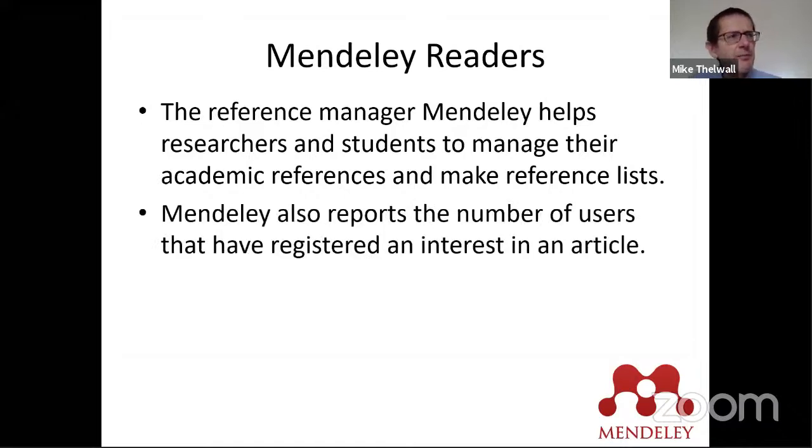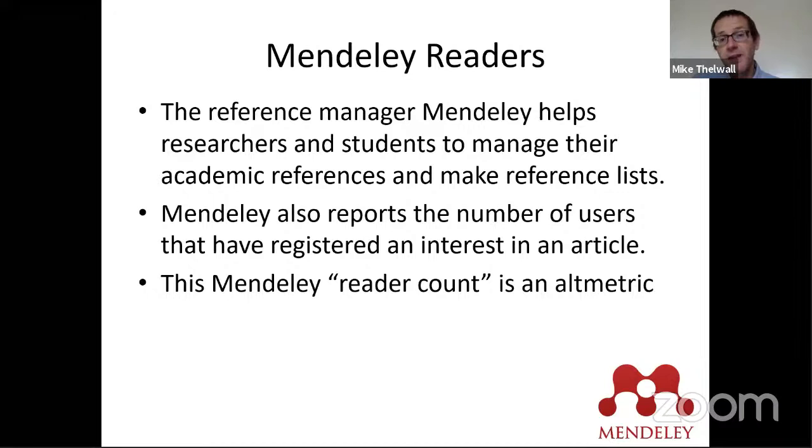It's used by about 1 in 12 researchers, according to a Nature survey about 5 years ago. So I think it's the most popular reference manager that gives out free altmetric data. So what's the altmetric data you get from Mendeley? It's the number of users that have registered interest in an article by adding it to their own Mendeley library. So we call that the reader count, or the Mendeley reader count. So that's an altmetric.